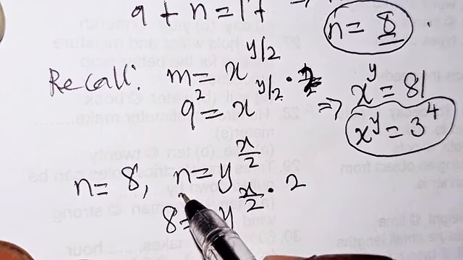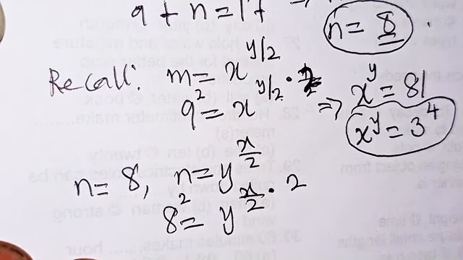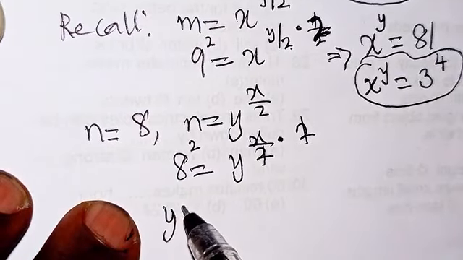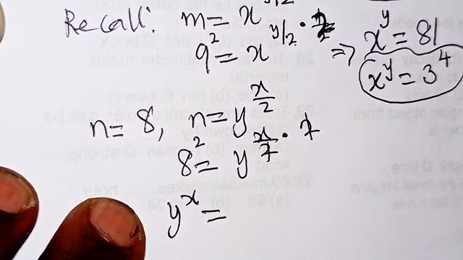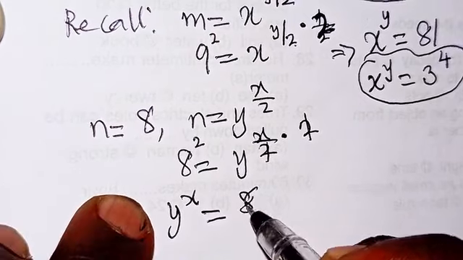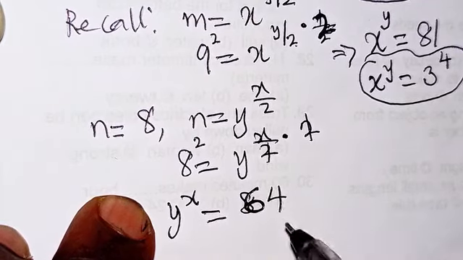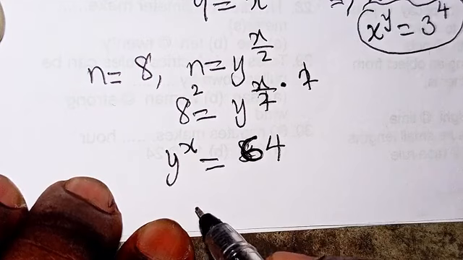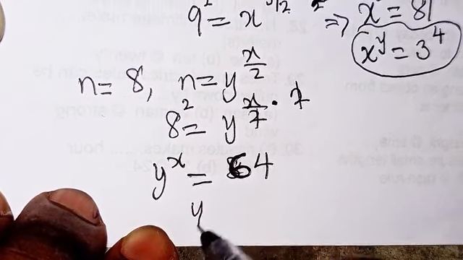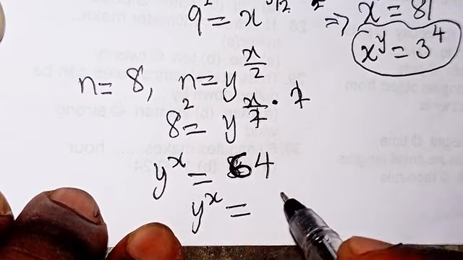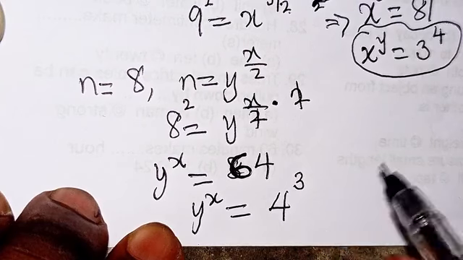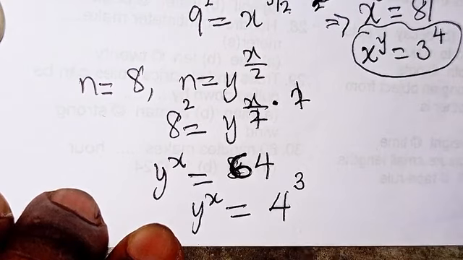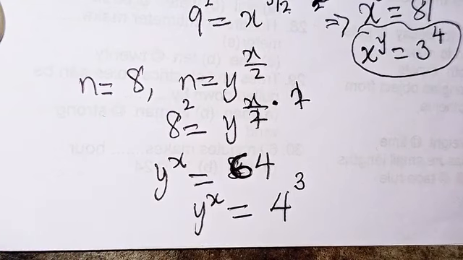Definitely I must take the square of both sides, of the other side too. So this will cancel this. So we are going to be having y to power x to be equals 8 square, which is what? 8 square is 64. So now if 8 square is 64, we're going to have y to power x equals 4 to power what? 4 to power 3, because 4 raised to power 3 will give us 64. When 4 multiplies itself 3 times, we're going to have 64.